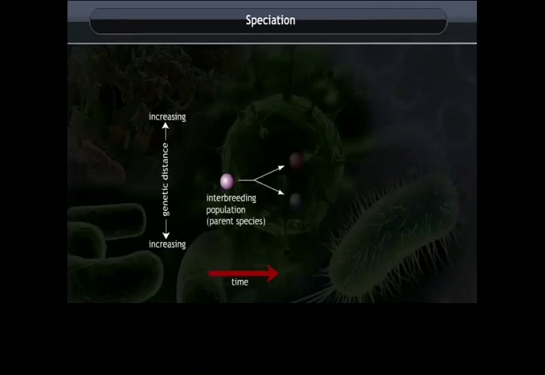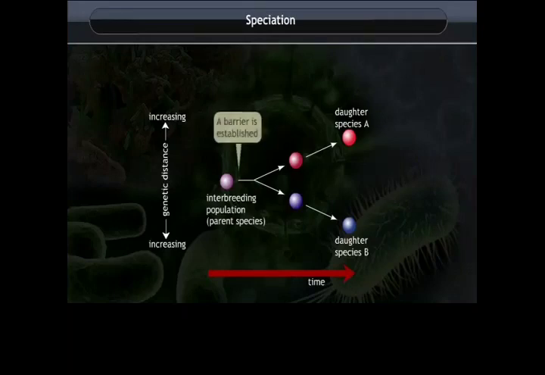Speciation. Speciation occurs when one species splits into two species which later evolve into distinct lineages. There are three kinds of barriers for gene flow. They are allopatric, sympatric, and parapatric.